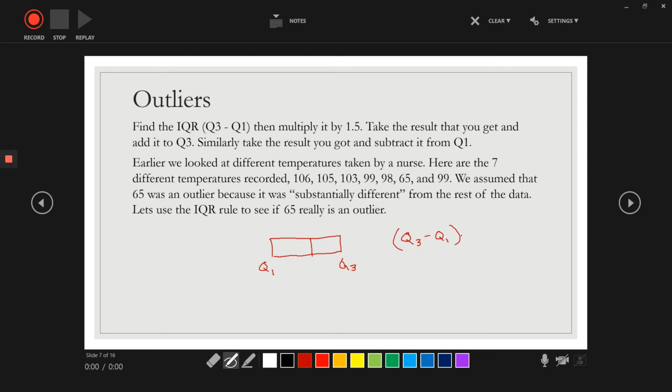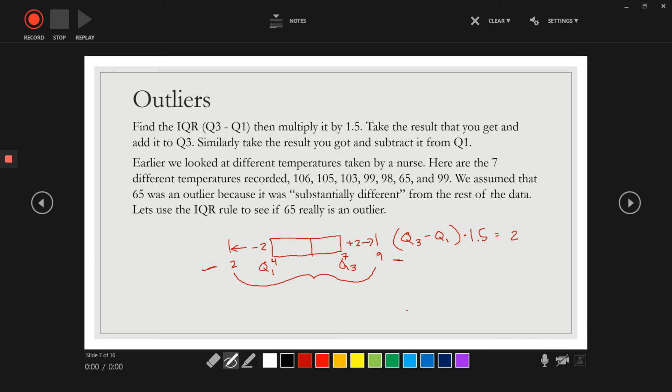And we multiply that by 1.5, okay? And that gives you some number, like let's say it was 2. So what you would do is then take this number and add 2 onto it, and take this number and subtract 2 and see how far down it goes. And then if any number is outside of those, right? So if you had a number, let's say that this was 4 and this was 7, so then 9 and 2. So if you had any numbers less than 2 or any numbers greater than 9, those would be considered outliers.